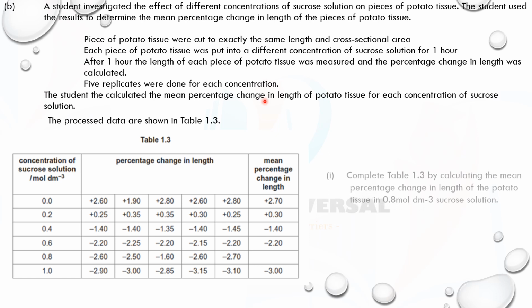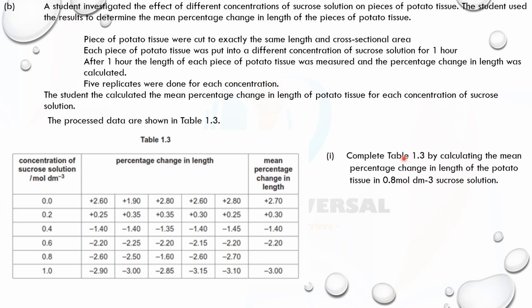All right, so what's the question? Complete table 1.3 by calculating the mean percentage change in length of potato tissue in 0.8 mol per dm³ sucrose solution. So if you come to this, pause the video and do it. This is 0.8. They say we should complete it, so that means we calculate the mean here.